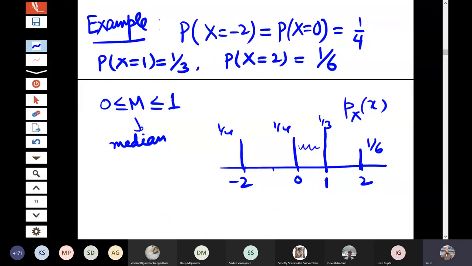Similarly, suppose I ask, what is the first quartile here? Then at -2, the 1 by 4 probability is there. And from the right hand side, if I see at 0, the probability 3 by 4 is attained. So any number between -2 to 0 can be considered as a first quartile. So -2 less than or equal to q 1 by 4 less than or equal to 0. So this is the first quartile.